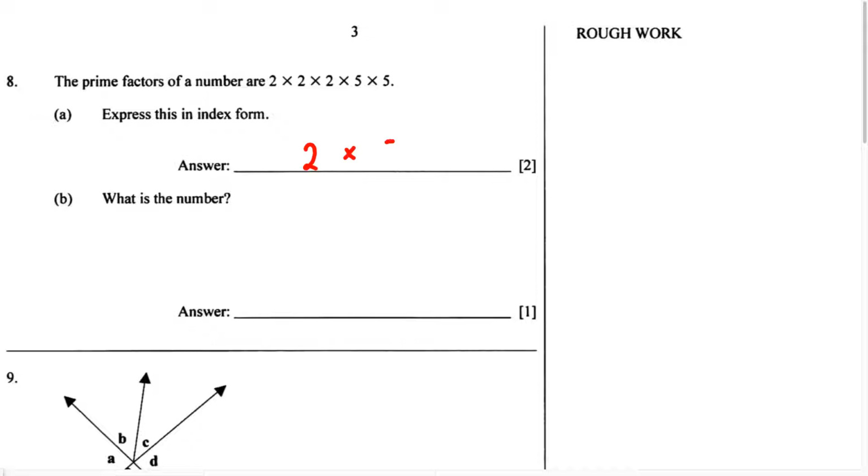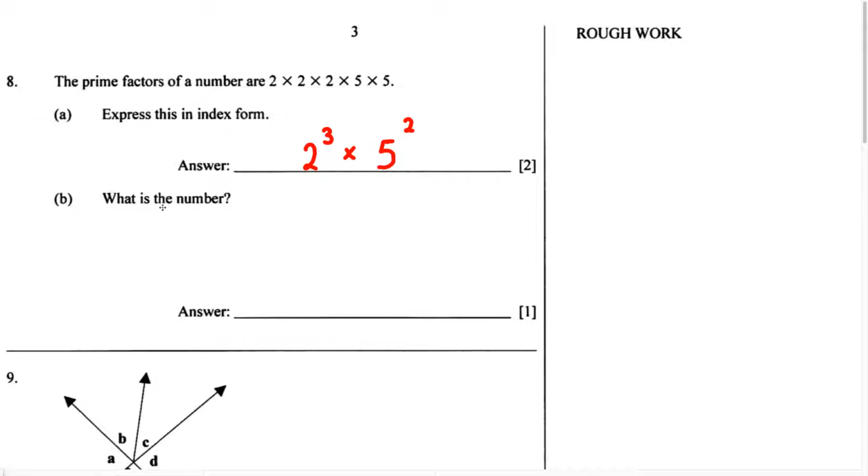So we're just going to say 2 multiplied by 5. Now let's count how many times we have these factors. For the number 2, we have it 1, 2, 3 times. Therefore, we're going to write 2 to the power of 3. And for the number 5, we have it 1, 2 times. So we're just going to write 5 to the power of 2. This is how you would express this in index form.